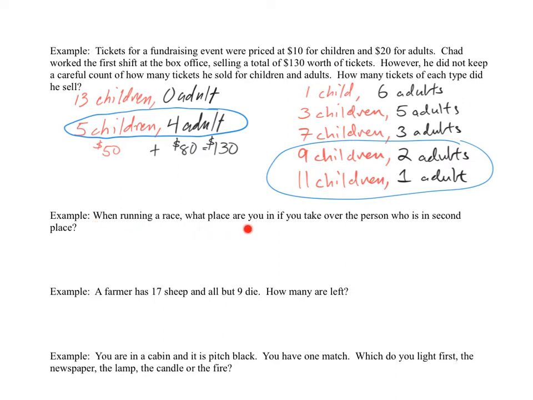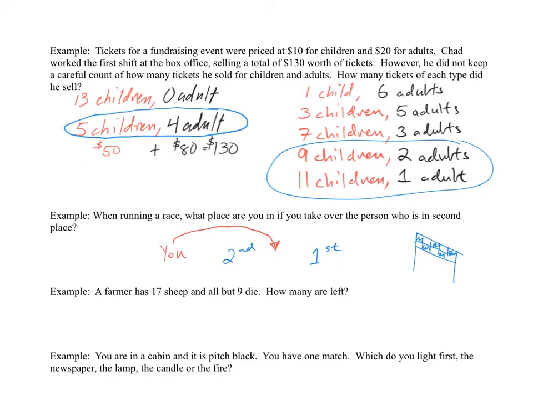Taking a look at the next example. When running a race, what place are you in if you pass the person who was in second place? I think drawing a picture is going to help with this one. So here's second place, and here's first place, and here is the ribbon to finish the race. So you pass the person who is in second place. Here you are, and you pass the person in second place. What place are you in?